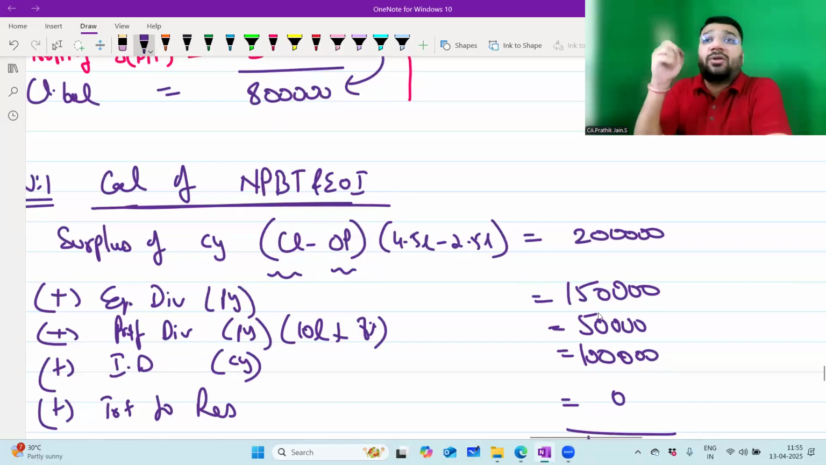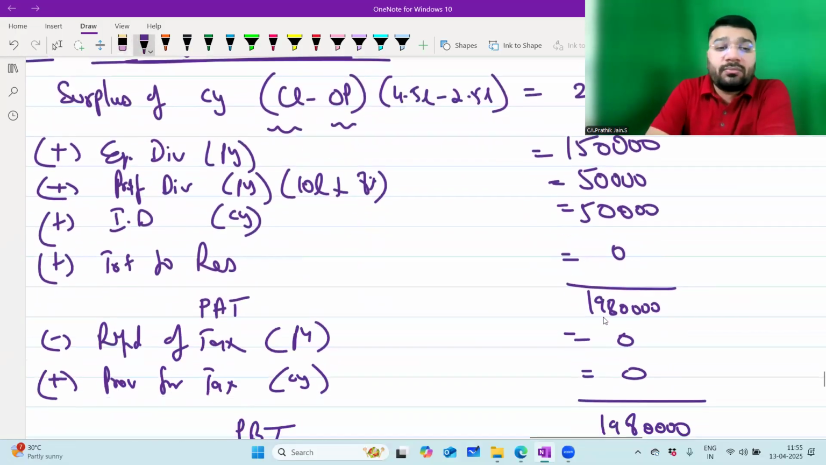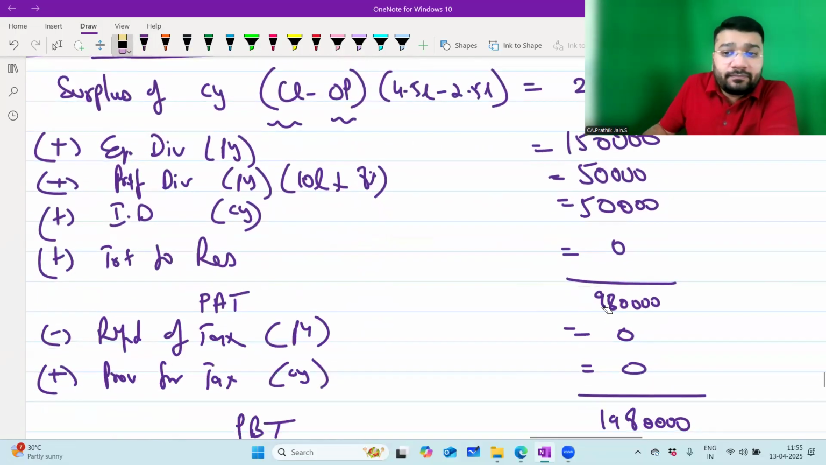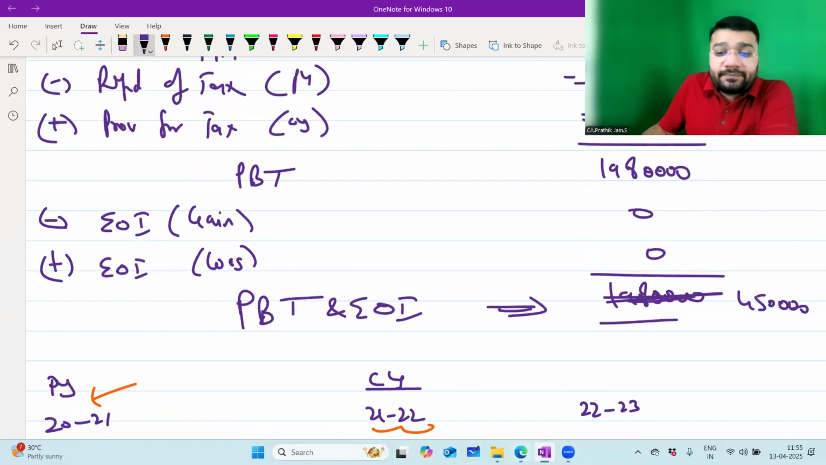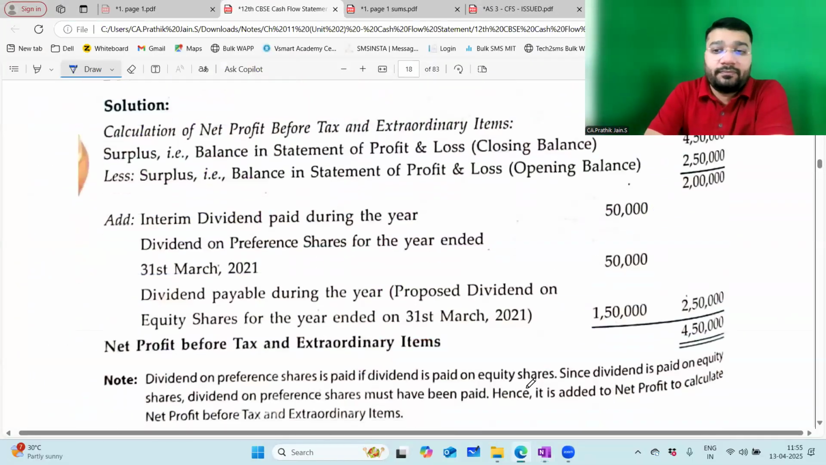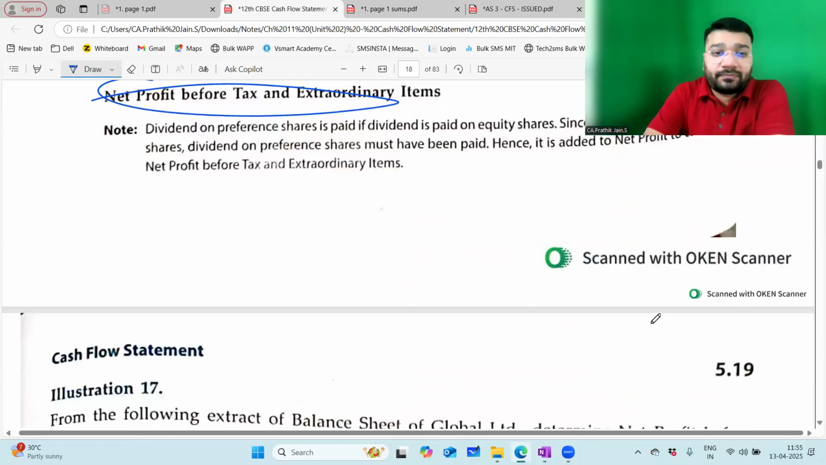Earlier this was subtracted. To reverse, we have to add back. Interim dividend is how much? 50,000 rupees earlier subtracted. Now to reverse, we have to add back 50,000. Transfer to reserve 0. So what is my PAT? 4,50,000. And I suppose there is no refund of tax, no extraordinary item. So your profit before tax and extraordinary item is also 4,50,000. Net profit before tax and extraordinary item 4,50,000.